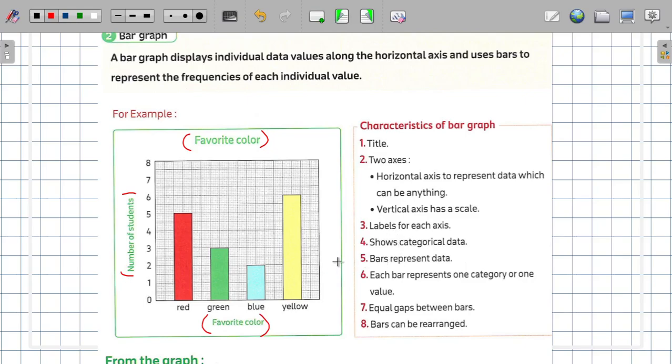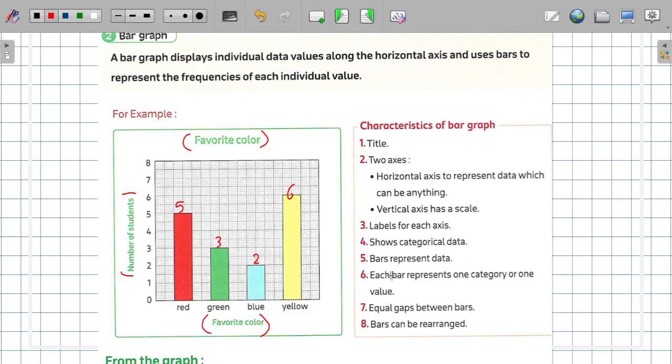After that, we can say that the bar graph shows the categorical data, okay? And after that, we can say that the bars here represent the number of repeating for every individual value or for every individual data, okay? So here I have red color repeated 5 times and green color repeated 3 times and blue color is repeated 2 times and yellow color is repeated 6 times, okay?